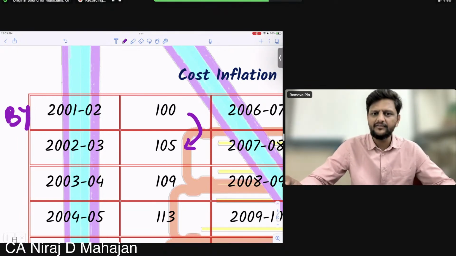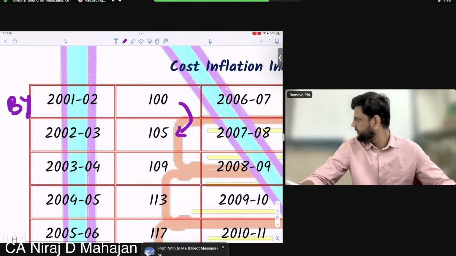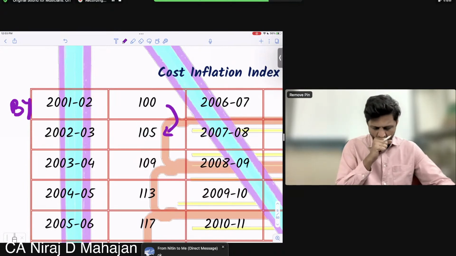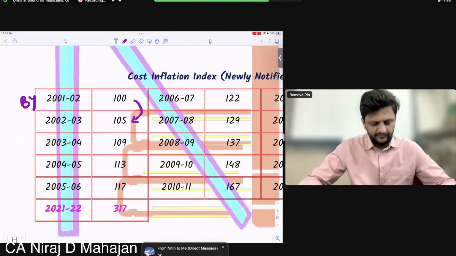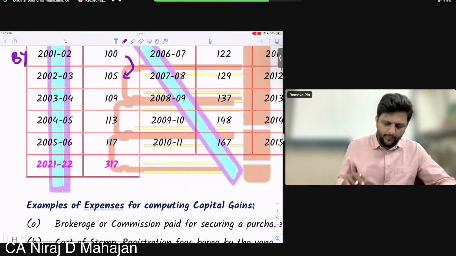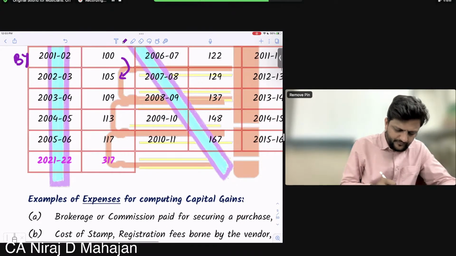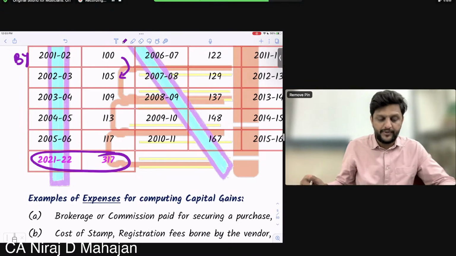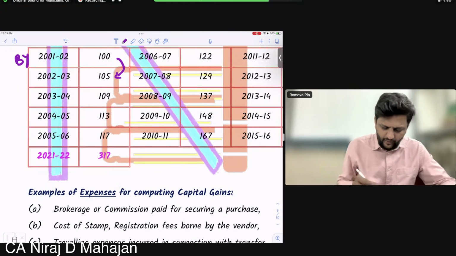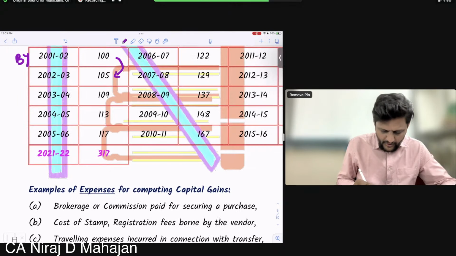Agree till here, everybody? Compared to the base year, having regard to 2001-2, currently, bachcho, how much is it for 21-22? 317. It was 21-22 PY. We are talking of PY, but what do we need now? 22-23. I'll give you that, okay?